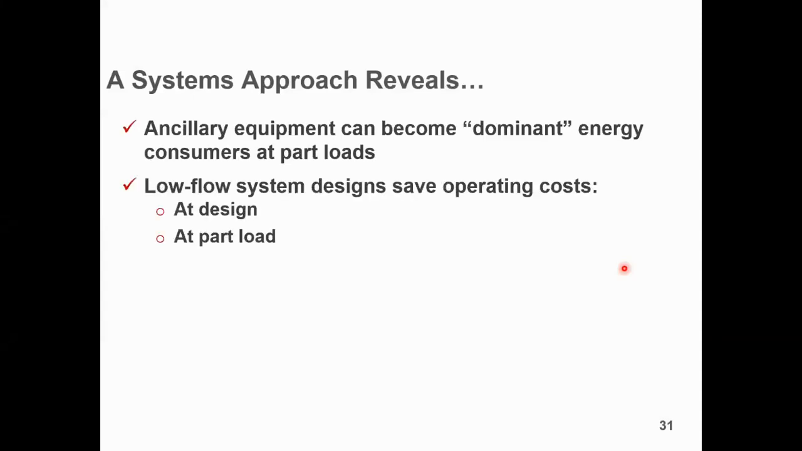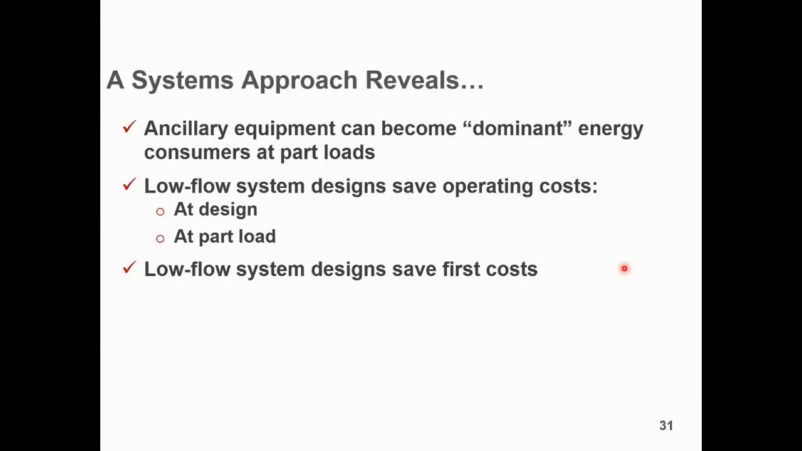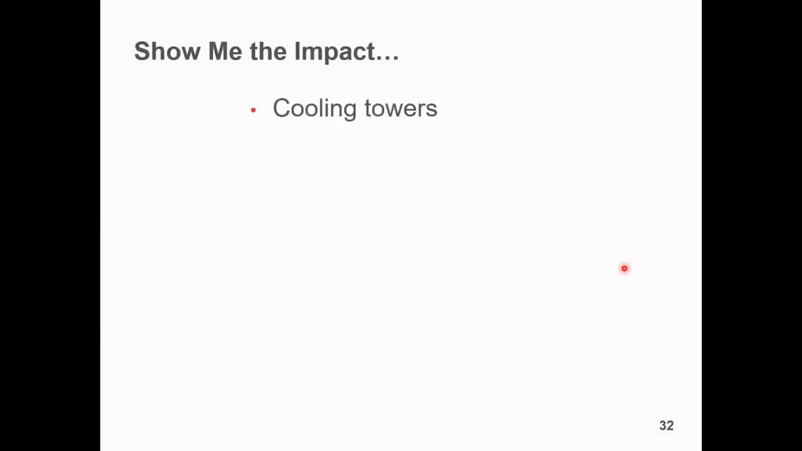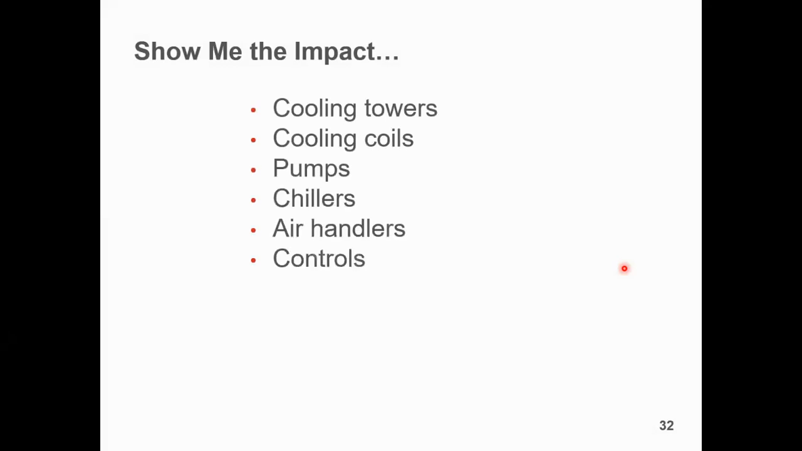So what we learned practically is that ancillary equipment can become dominant energy consumers at part loads, and low flow system design saves operating cost at design load and part load also, and low flow system design saves first cost as well. Now we will slowly and gradually get into the design depth of it to understand how it is being achieved. So we will take these components one by one to find out the impact of it.